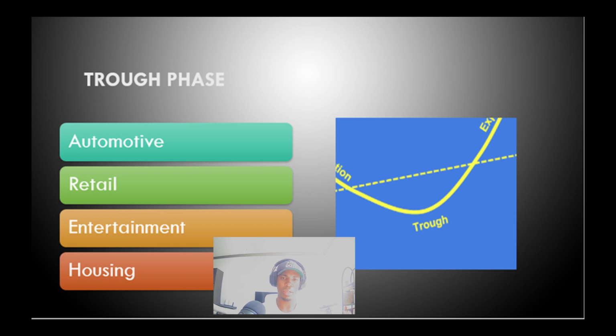Also during this stage, financials do really well, like Bank of America and JP Morgan Chase, because both consumers and businesses are willing to take on debt, right? And this is also when the housing and auto industries do well, because due to decreased borrowing costs and price reductions by businesses, consumers can resume purchasing large ticket items.